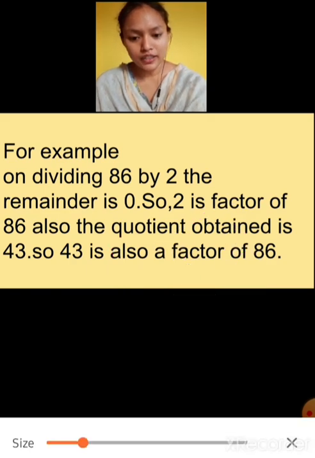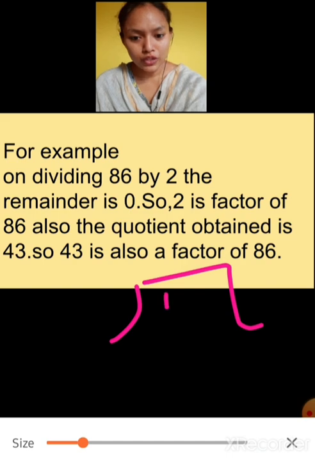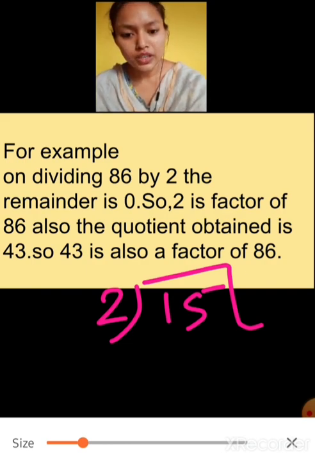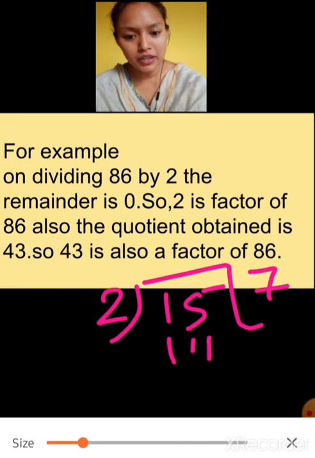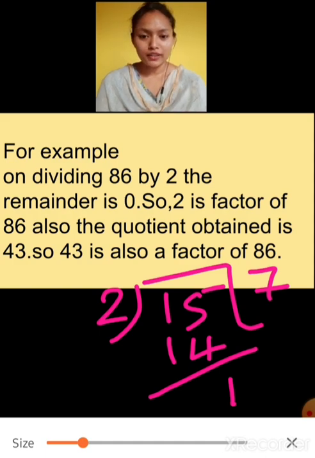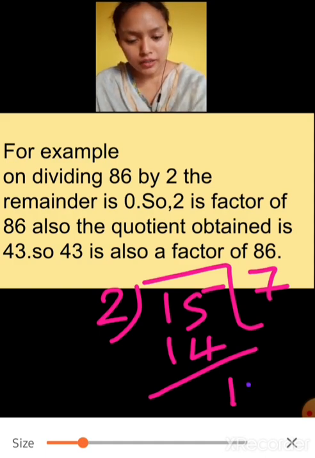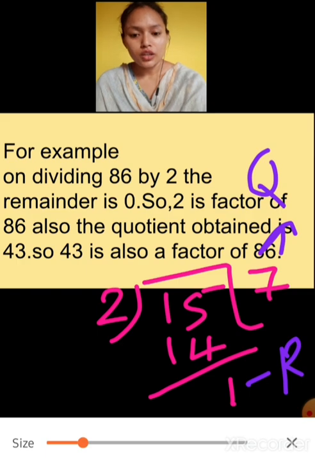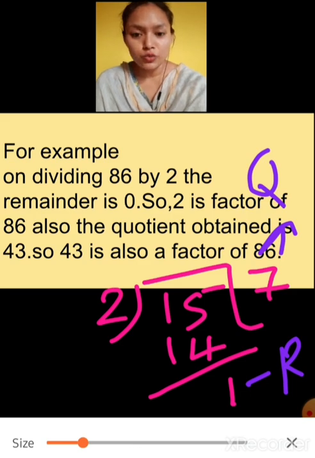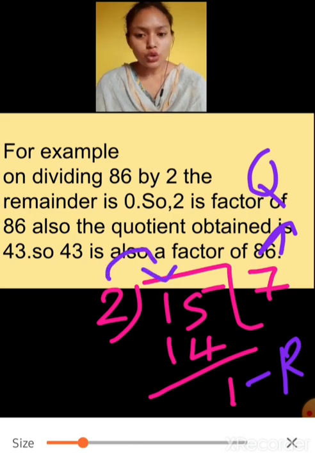Now if I take an example like 15 divided by 2, let's see whether 2 is a factor of 15 or not. 2 7s are 14. What's the remainder? It is 1. We will not use any decimal point here, but you can see the remainder is 1. So we can say that it is not completely divisible. Means 15 is not divisible by 2.